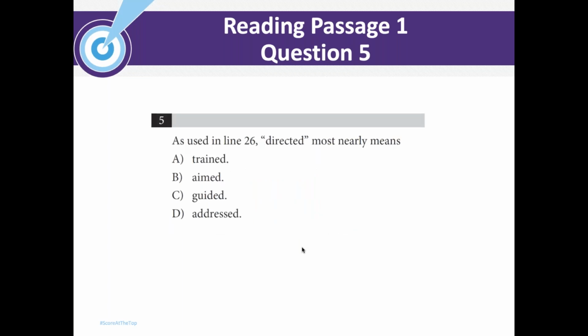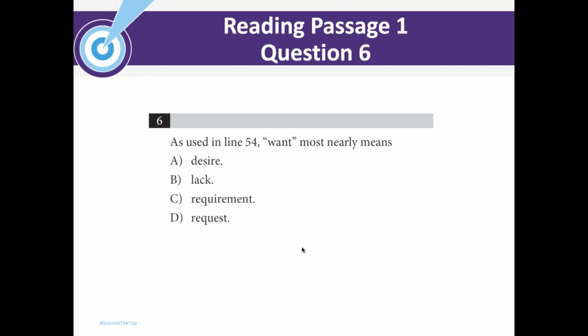5 is vocabulary in context. So I'll look at that word, perhaps try subbing in a word of my own. And then I want to think about which of those words make sense within the context. So the answer for number 5 is going to be C, guided. So talking about Miss Taylor's judgment, but Emma was chiefly directed by her own, or guided by her own.